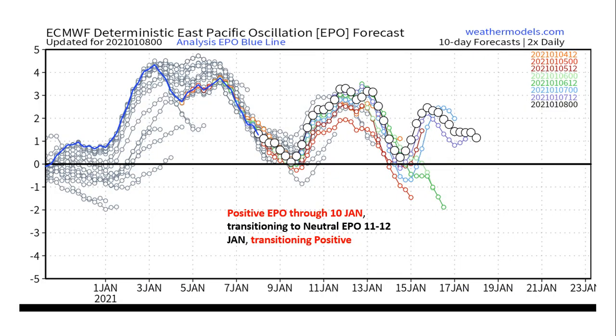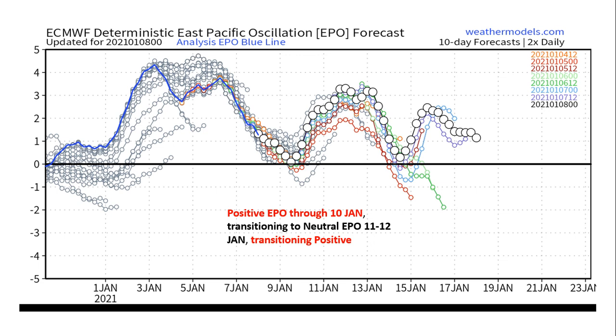So let's take a look at the forecast for the EPO. European Deterministic today showing this thing was pretty positive. If you look at the blue line, back on around the 4th of January, the EPO was above positive 4, so very strongly positive. But now you're noticing the white circled line and how it's coming down towards neutral conditions. By around the 10th of January, it's coming down towards a neutral EPO phase.